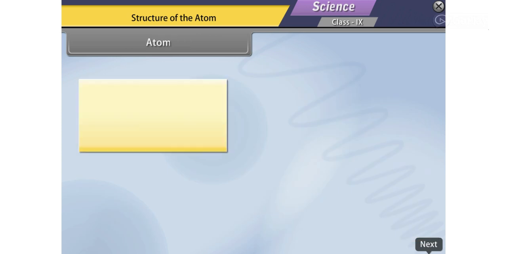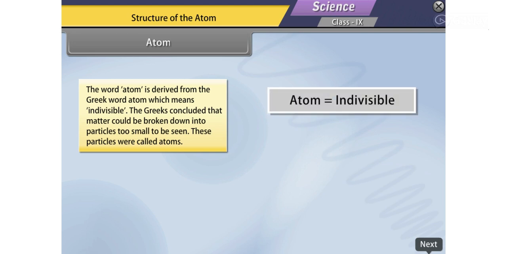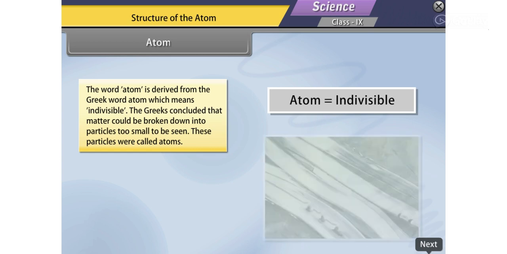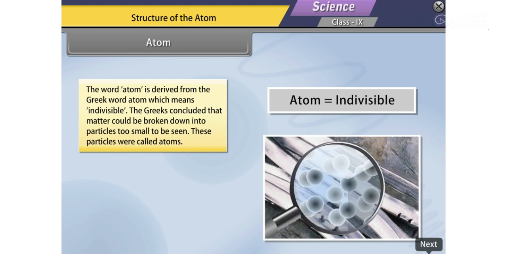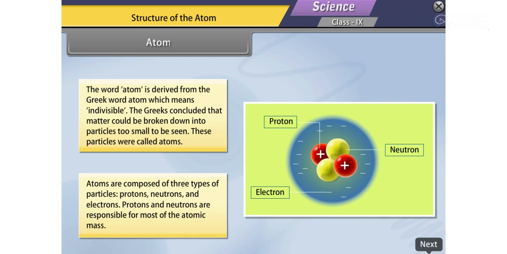Atom. The word atom is derived from the Greek word atomos, which means indivisible. The Greeks concluded that matter could be broken down into particles too small to be seen. These particles were called atoms. Atoms are composed of three types of particles: protons, neutrons, and electrons.